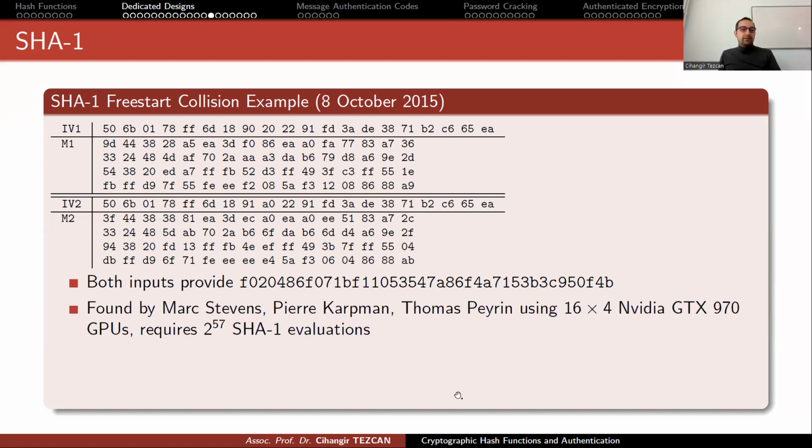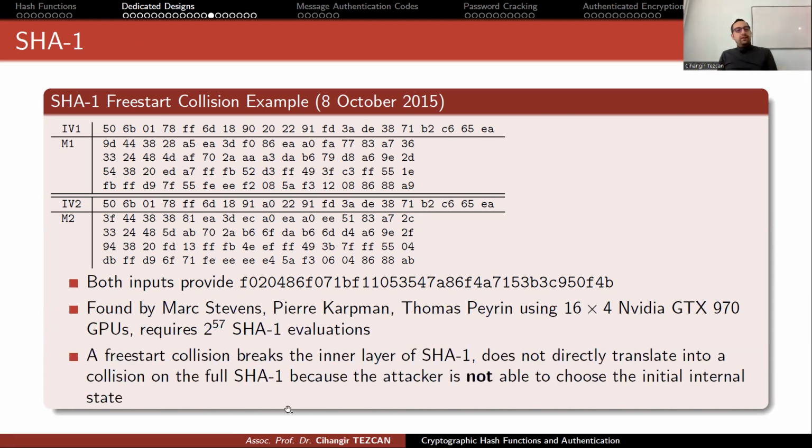So this was found by Stevens et al. just by using 64 GPUs, where they performed 2 to the 57 SHA1 evaluations. A free start collision breaks the inner layer of SHA1, but does not directly translate into a collision on the full SHA1 because the attacker is not able to choose the initial internal state, right? You cannot introduce a difference. I mean, in libraries like OpenSSL, you can provide the IV yourself, but if you're communicating with somebody, you wouldn't change the IV, right? You should stick to the same IV.